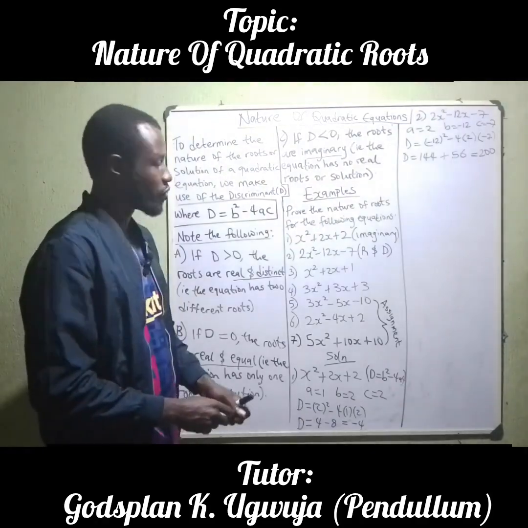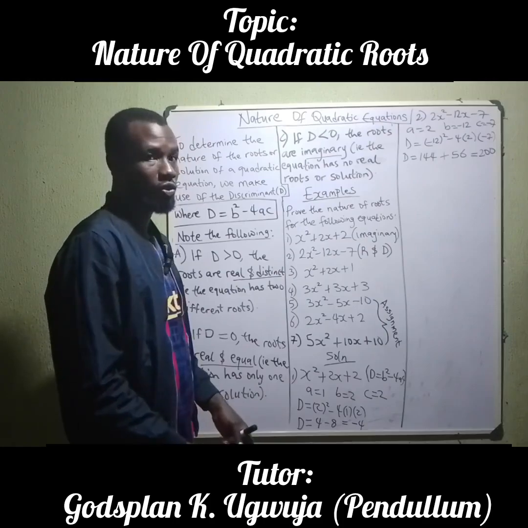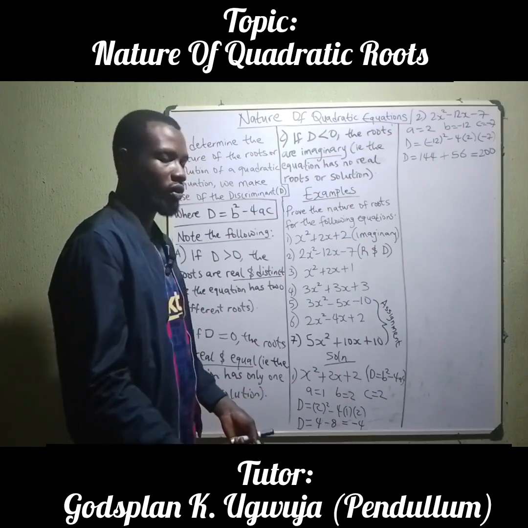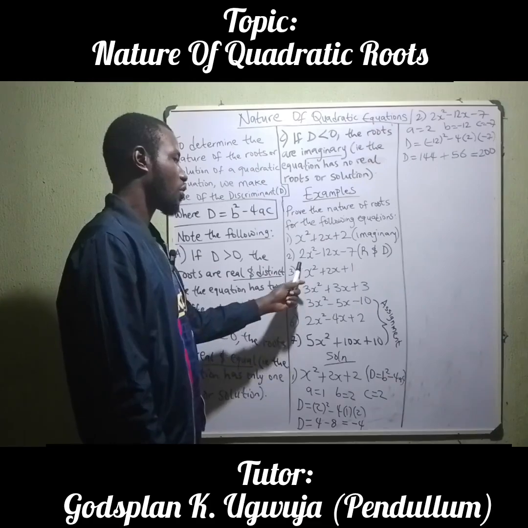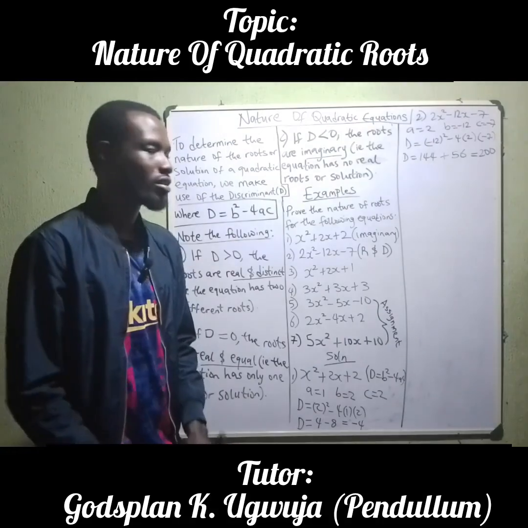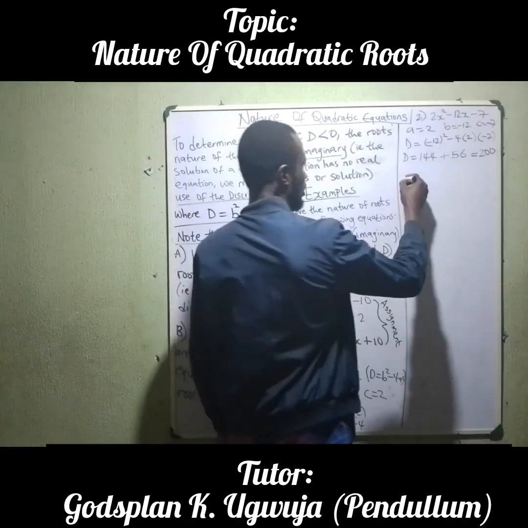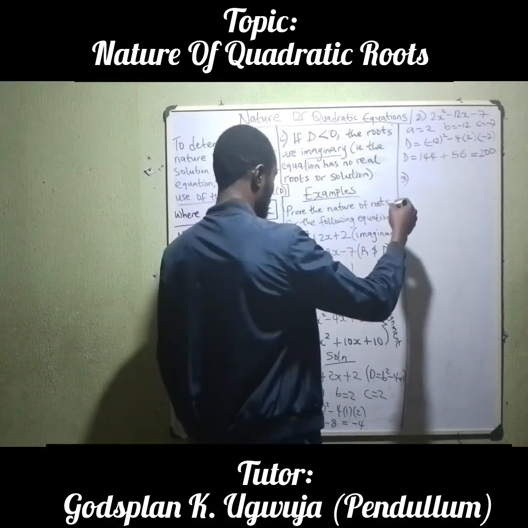You can also prove this if you solve this by whatever method you want to use: factorization, completing the square, quadratic formula. You'll find out that you will get two distinct answers, two different solutions as the answer to that question. Let's look at number 3.